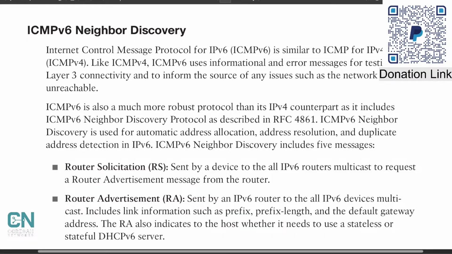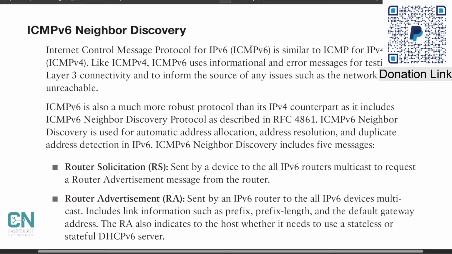Okay, let's continue routing network. And we were here: ICMPv6 neighbor discovery. Internet Control Message Protocol for IP version 6 is similar to ICMP for IP version 4.